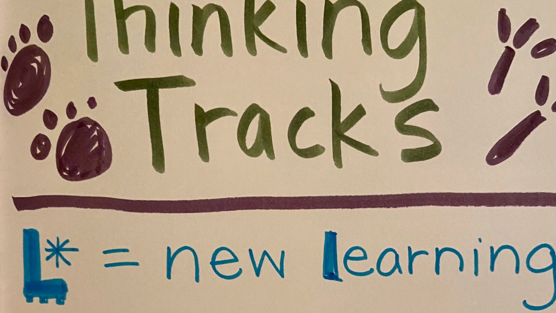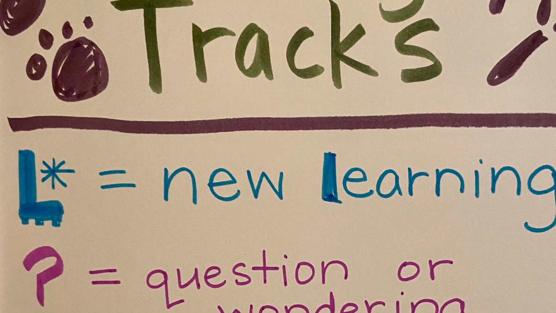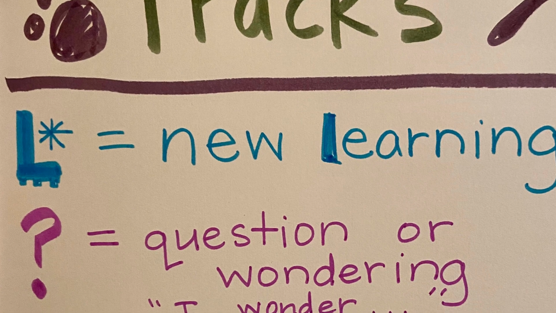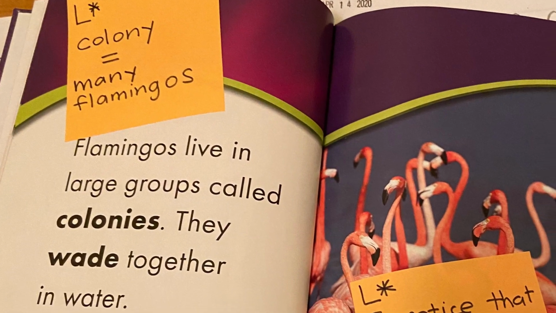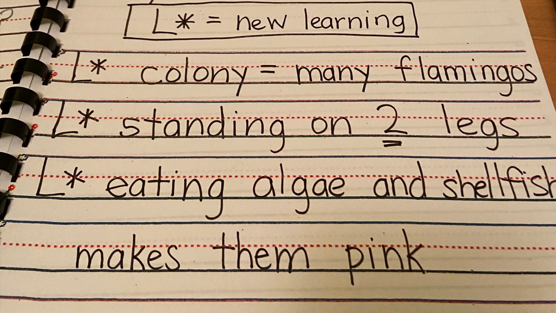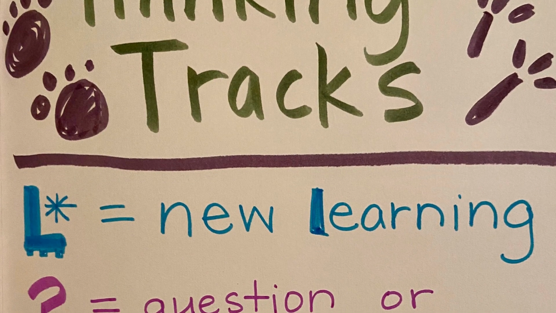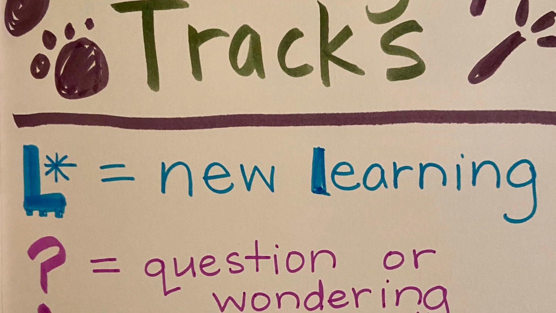Thinking tracks are a reader's footprints, evidence of the different kinds of thinking they did while they were reading. They can be sticky notes left on the pages in a book, or a list of notes in a researcher's notebook. Thinking tracks are a quick code for different kinds of thinking you do when you're reading.